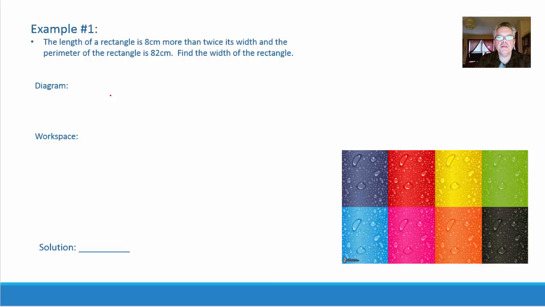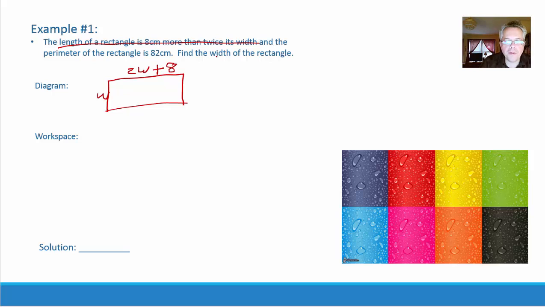All right, the first problem says the length of a rectangle is 8 centimeters more than twice its width, and the perimeter is 82 centimeters. When it's talking about a rectangle, let's draw a rectangle. So if there's not a diagram, let's make a diagram. Okay, it's kind of rectangle-ish. That's my rectangle there. All right, and these problems, they give the length in terms of the width. So I'm going to let the width be W. And it says the length of the rectangle is 8 centimeters more than twice its width. So the length would be 2W plus 8. That's 8 centimeters more than twice the width.